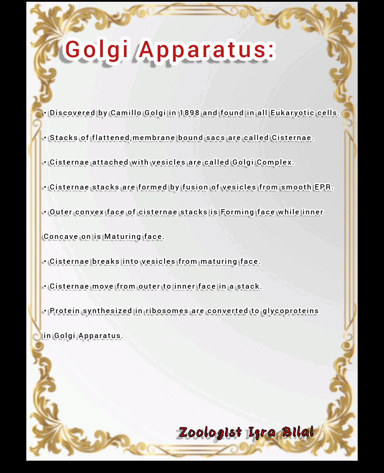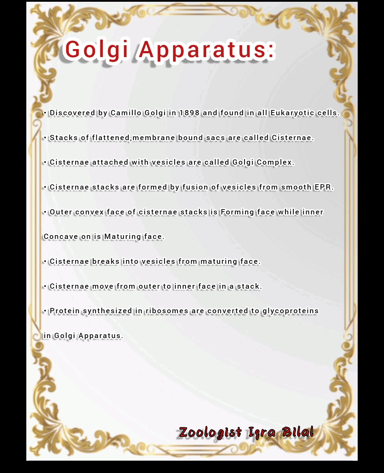Cisternae stacks are formed by fusion of vesicles from smooth endoplasmic reticulum. The outer convex face of the cisternae stacks is the forming phase, while the inner concave one is the maturing phase. Cisternae break into vesicles from the maturing phase. Cisternae move from the outer to the inner phase in a stack.